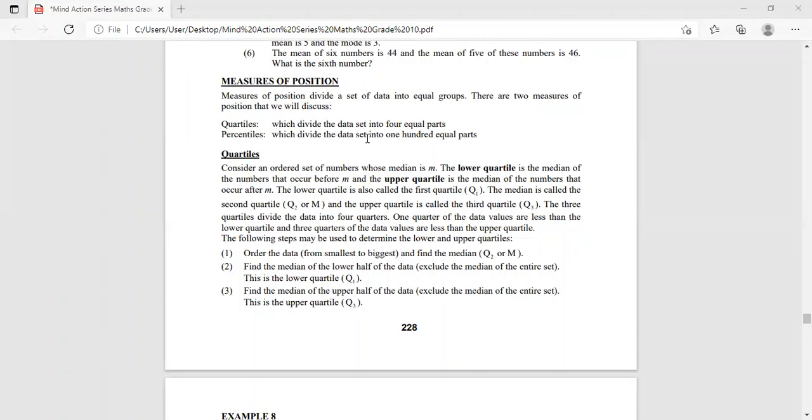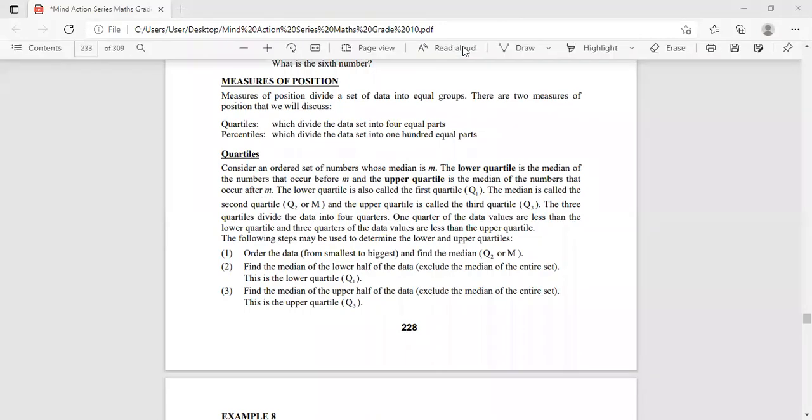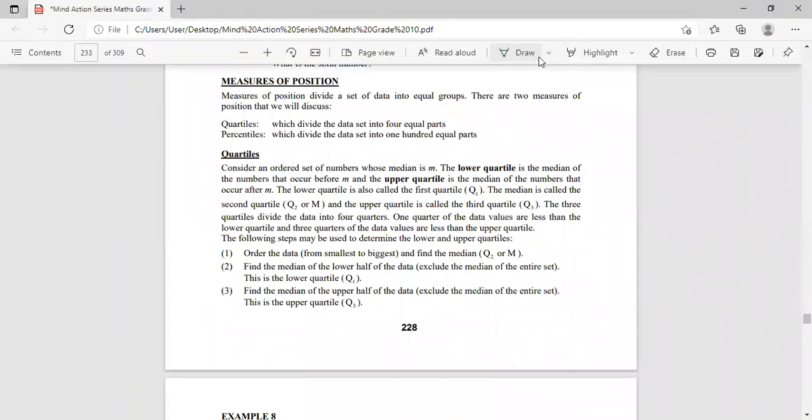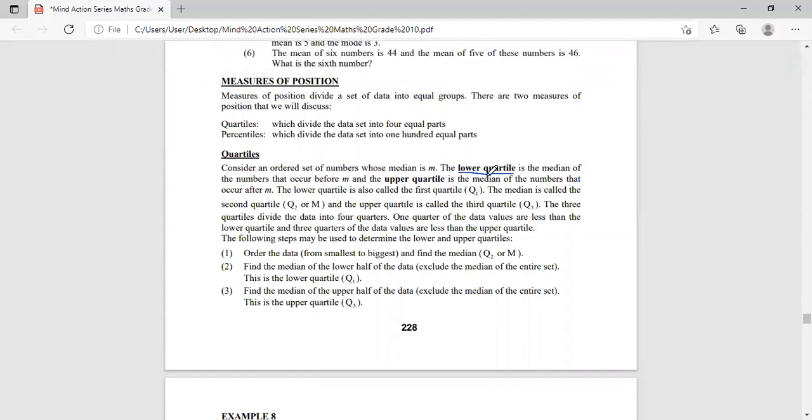Fine. So, measures of position, né? What is very important here? It's knowing the quartiles and knowing the percentiles, to consider this. What's very important here is the lower quartile, like they highlighted it, and the upper quartile. The lower quartile is the median of the numbers that occur before M. I'm going to explain that part.